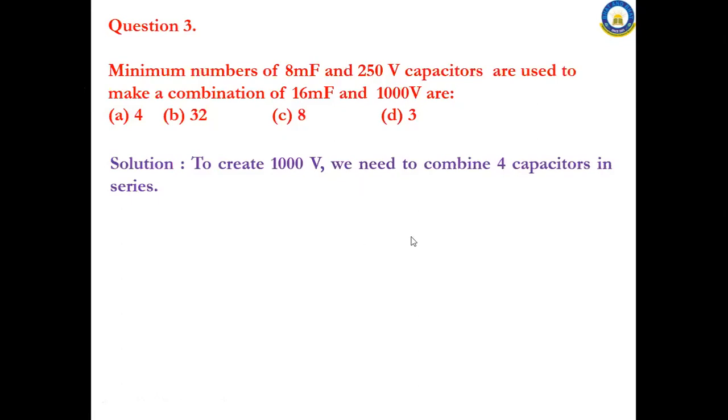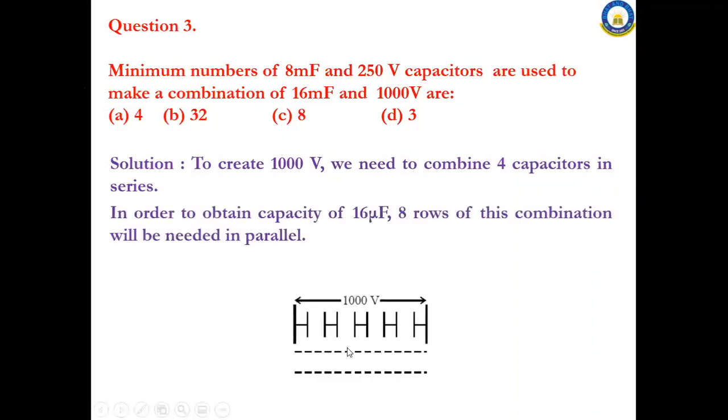So then, what will be the equivalent capacitance in that case? See the diagram here, 4 capacitors we have connected in series. So you calculate the equivalent capacitance of these 4 capacitors. All are of the same value. So 8 micro by 4. Sorry, it is micro, not milli. So 8 microfarad by 4, that is equal to 2 microfarad.